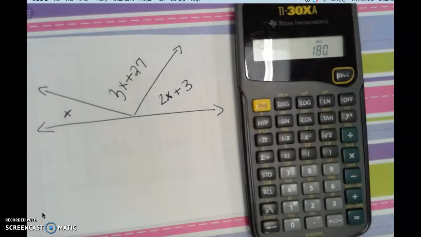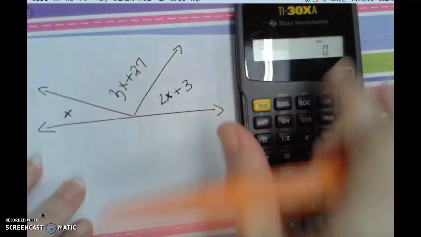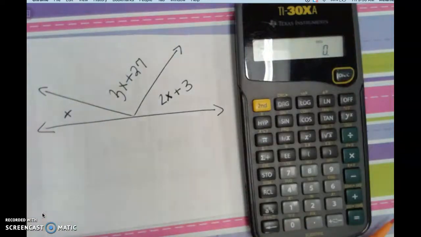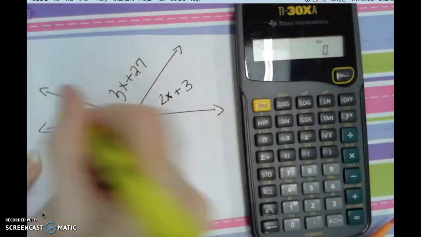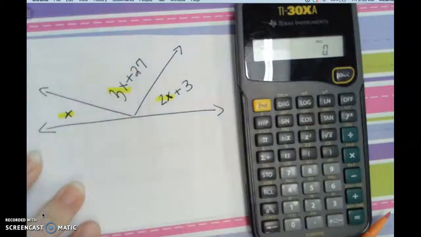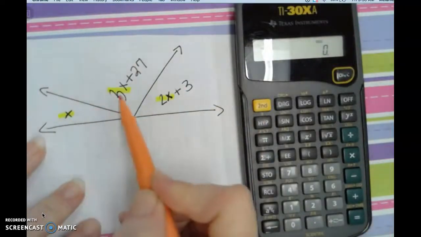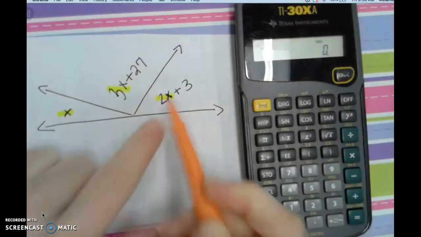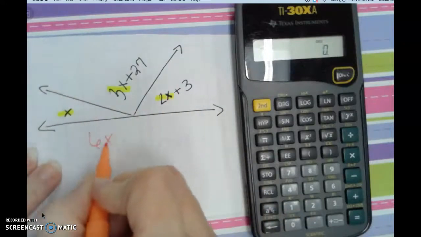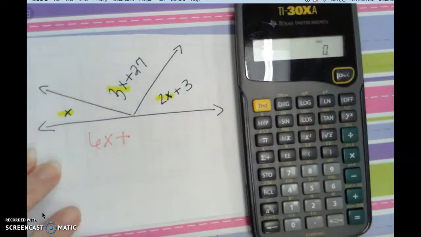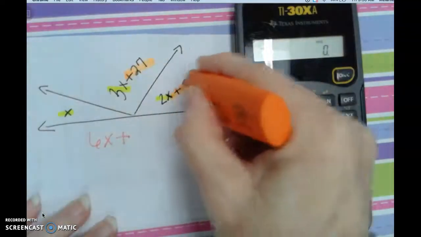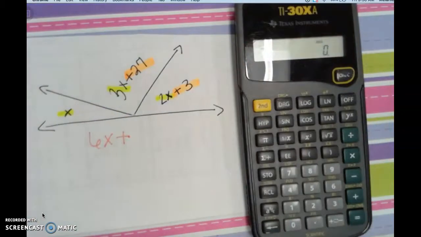I know we're about running out of time here on my video. So, oh gracious, my x's. I got 1, 3, and 2. So that gives us 1 and 3 make 4. And then 2 more is going to make 6x. Plus, if we look here, I got a plus 27. And I got a plus 3. So that's going to give us a plus 30.